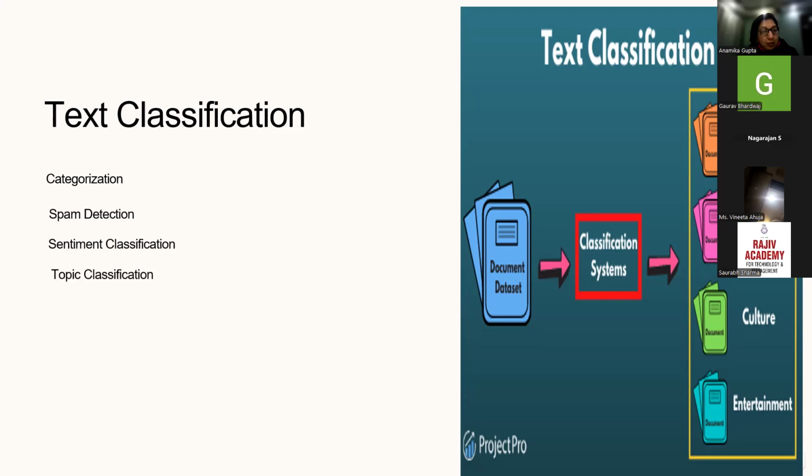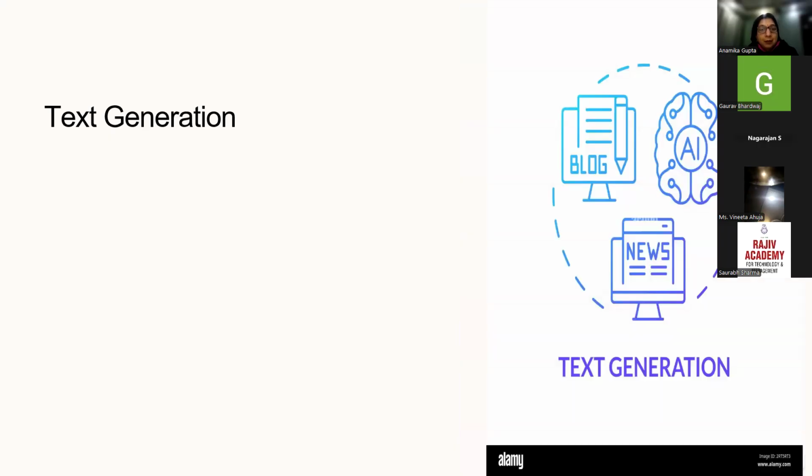Then topic classification, which we talked about in topic modeling. So this is again a classification kind of problem in which each document is classified into different topics. Then a new area which has come up now is text generation, which has many areas under it.